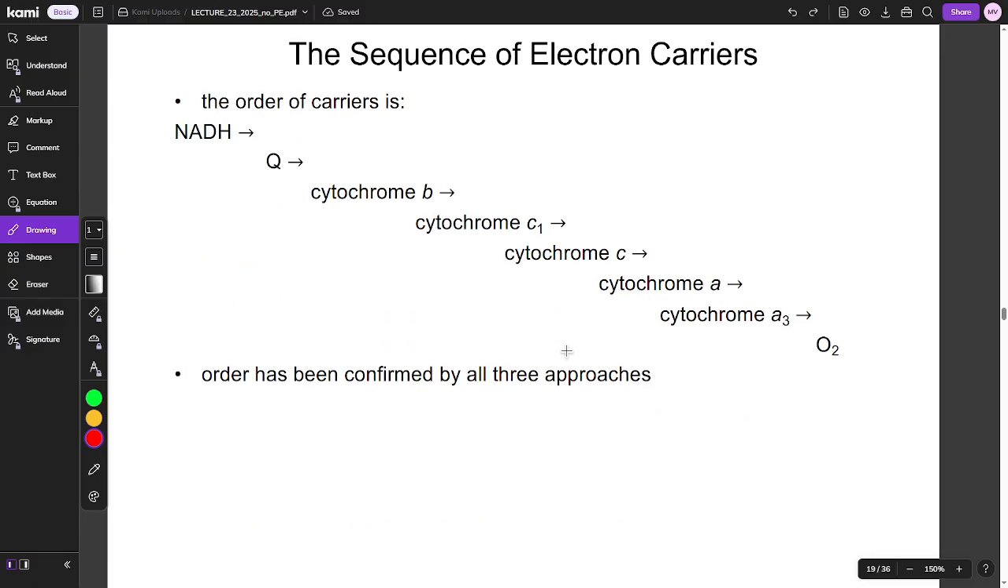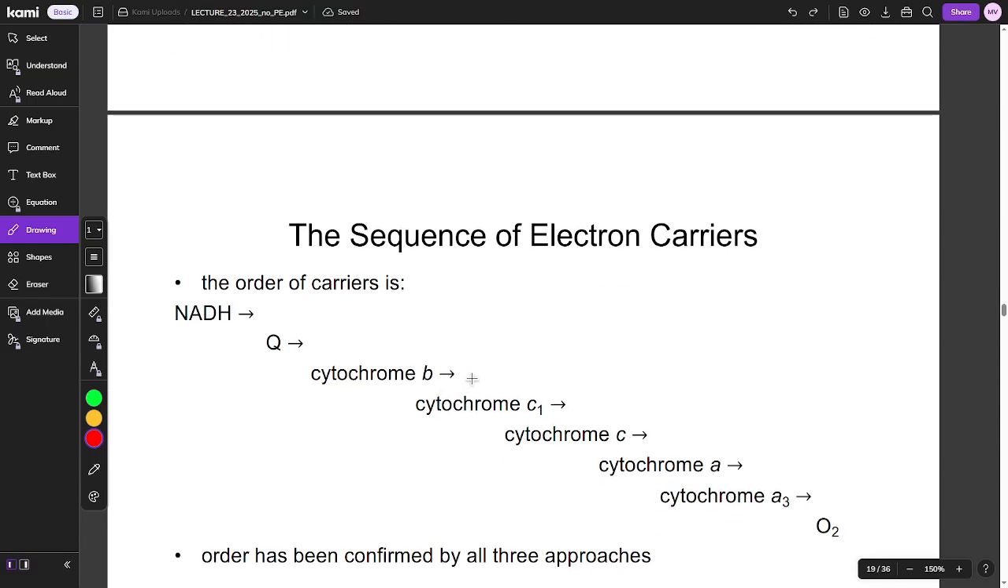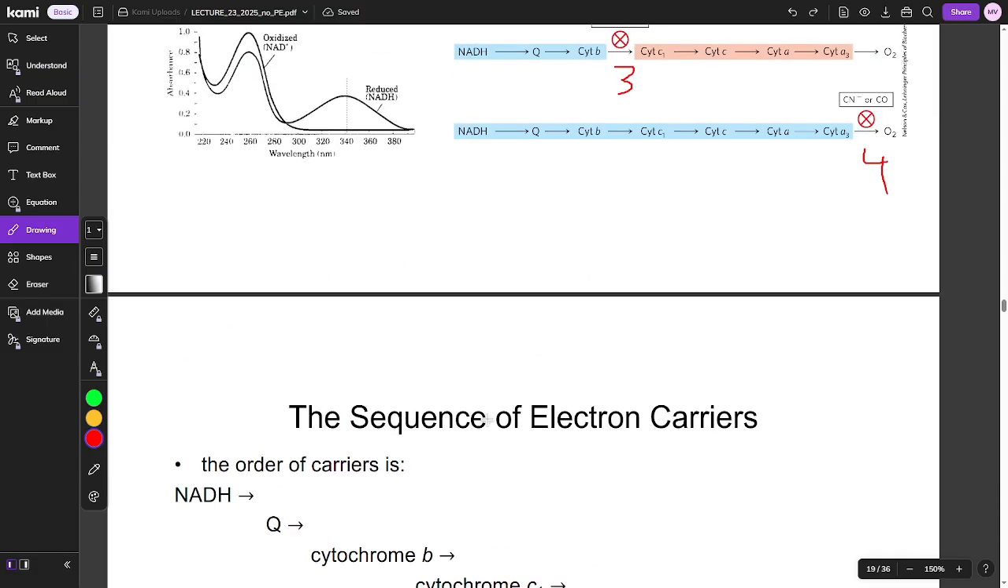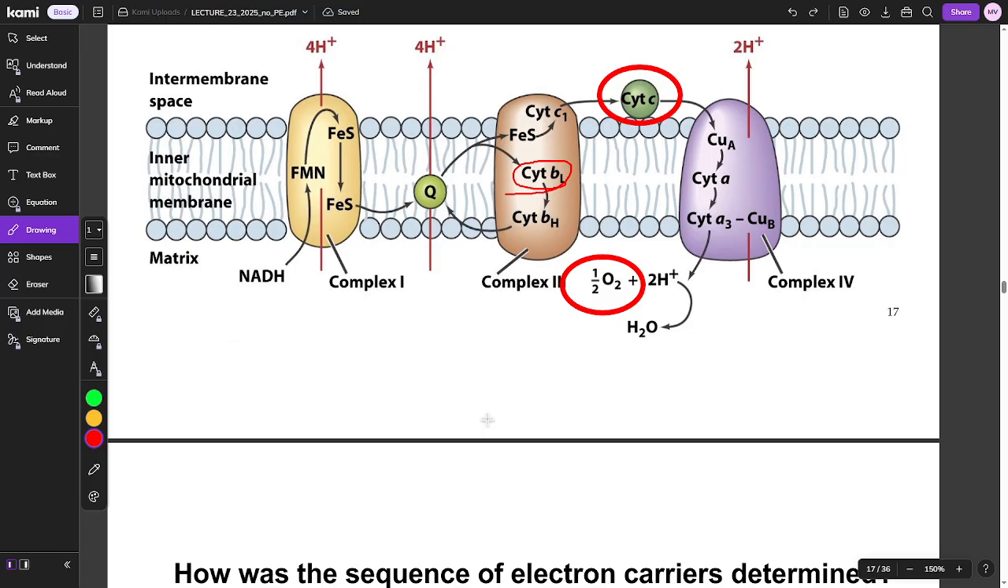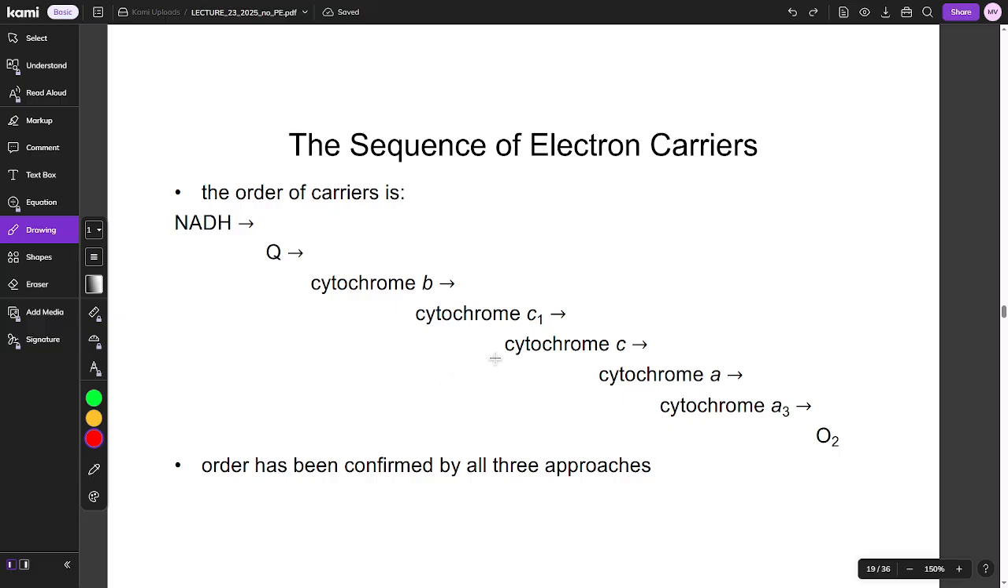And here is the sequence of events. I think there's not really an amazingly easy way of remembering it, but you can kind of think about it like the alphabet. So we go from NADH to Q, then we go to B to C, and then A is weird because we go from A to A3 and O2. And this order has been confirmed by all 3 approaches. I would try and keep in mind which complexes these things are in. Generally speaking, it's around 1 or 2 per complex. So let's see here. You've got Q, cytochrome B, C, and C1.